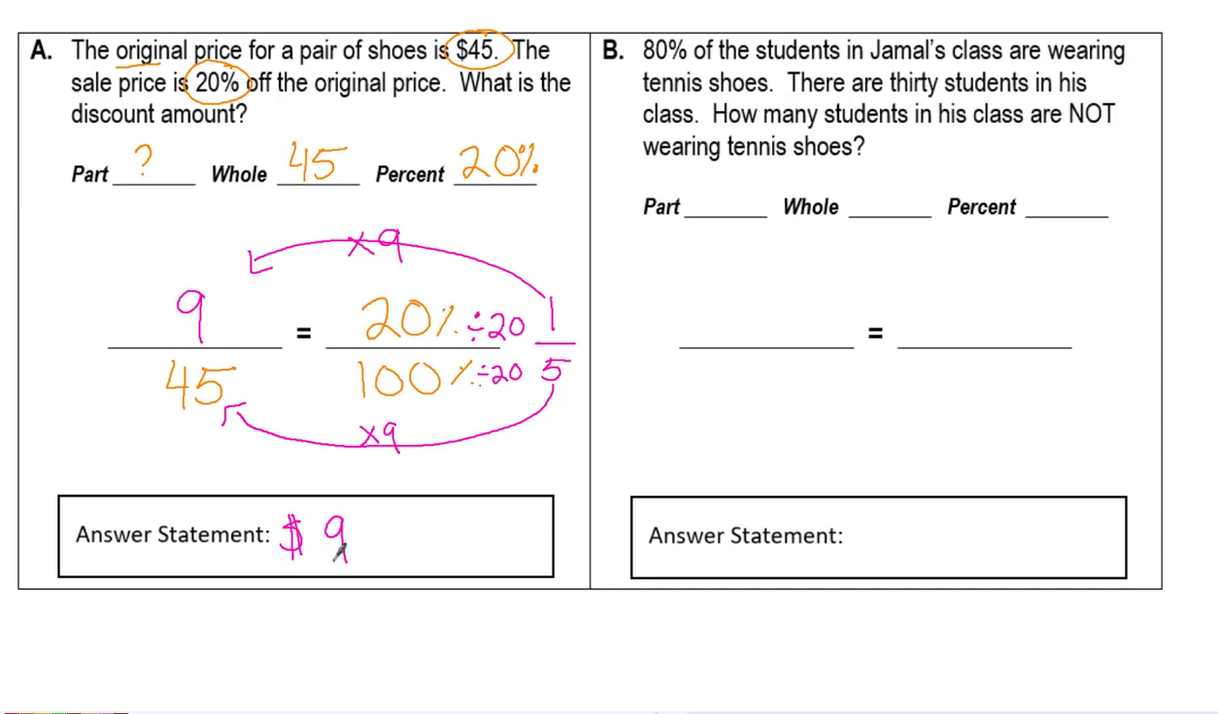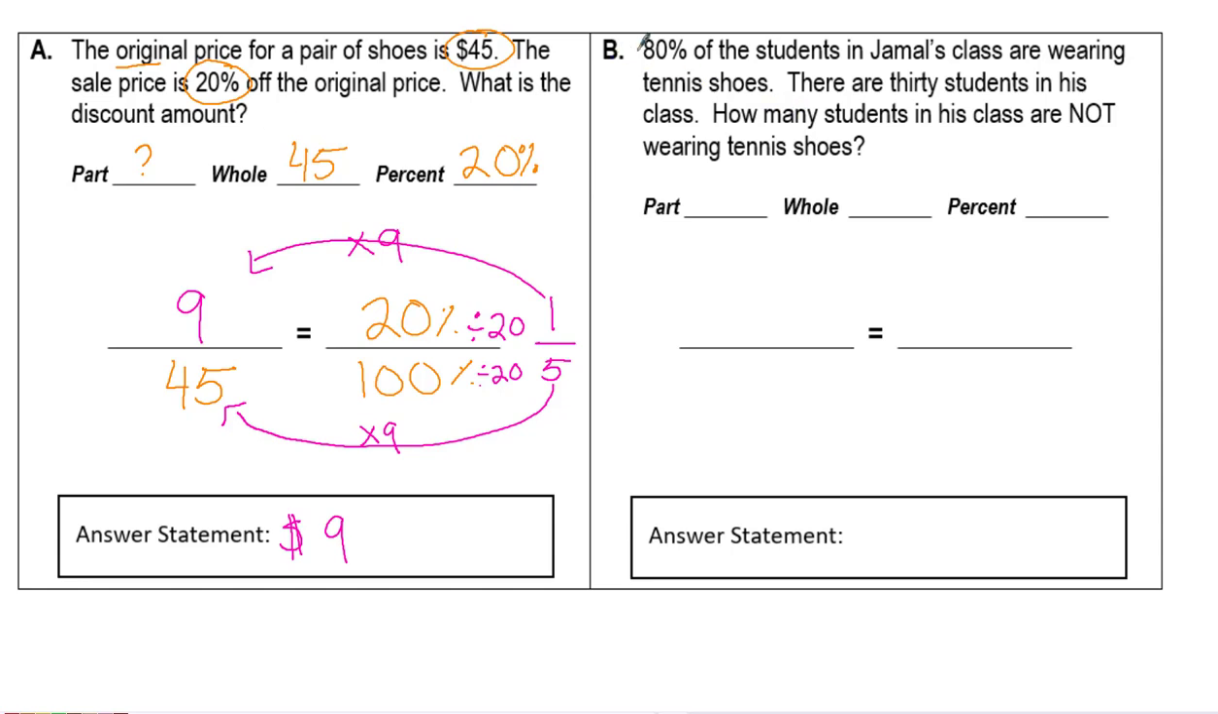Okay, problem B. Guys, make sure that you are copying everything down that we have here, okay? And if you have any questions, please ask your teacher. Okay, problem B. 80% of the students in Jamal's class are wearing tennis shoes. There are 30 students in his class. How many students in his class are not wearing tennis shoes?